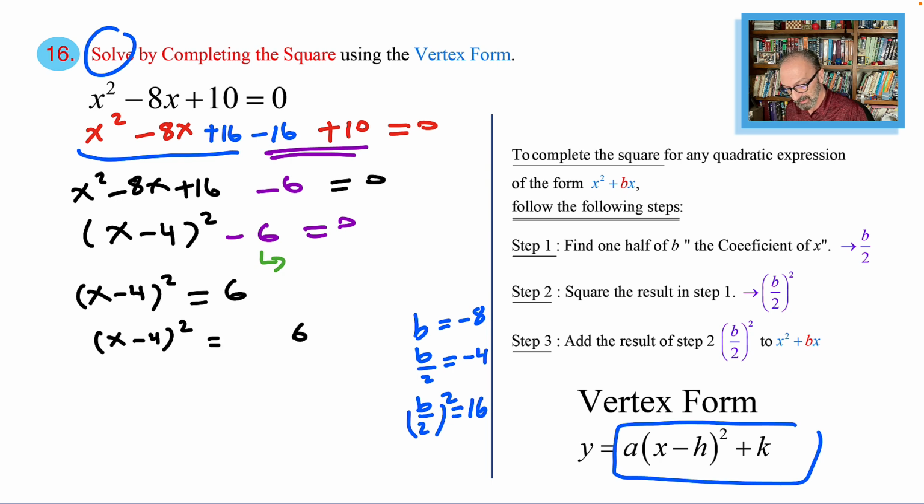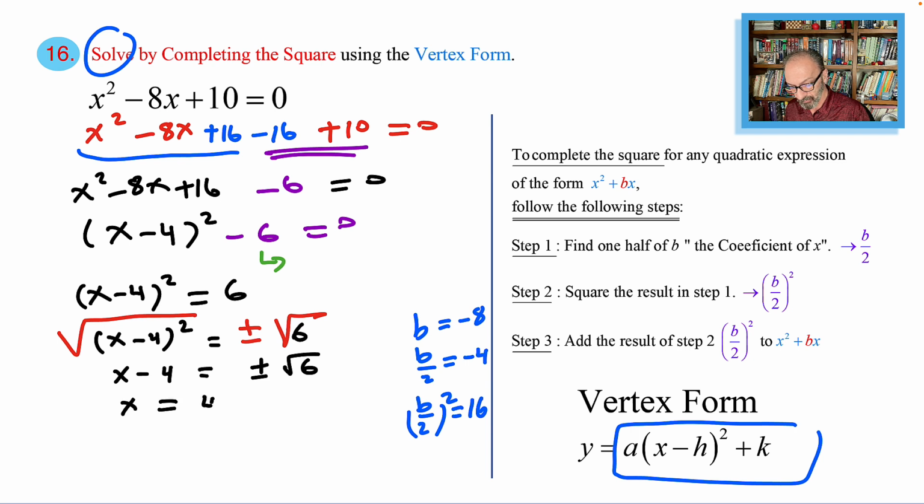Of course, when you take the square root, make sure you write plus minus. Left hand side becomes clearly x minus 4. Right hand side is plus minus square root of 6. Add 4 to both sides. That will give me x equal 4 plus minus square root of 6.